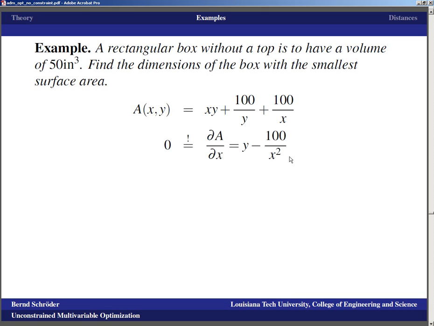When we take the derivative with respect to x, we take the partial with respect to y and set that equal to 0. Well, that gives us a partial derivative being x here, right? The derivative of xy with respect to y is x, and the derivative of 100 over y with respect to y is negative 100 over y squared, and the derivative of 100 over x with respect to y is just 0, so we get x minus 100 over y squared. That means that x squared y is 100 and y squared x is 100.